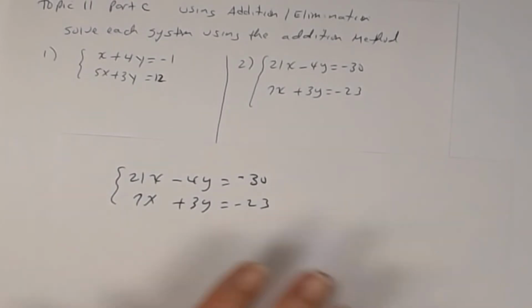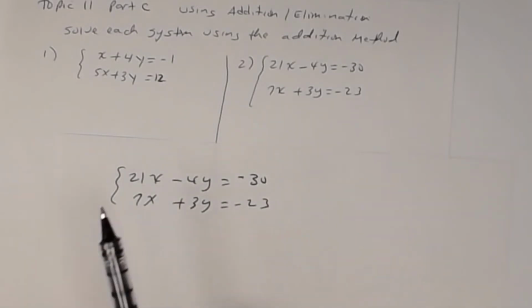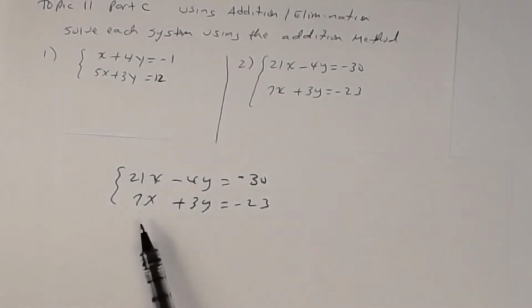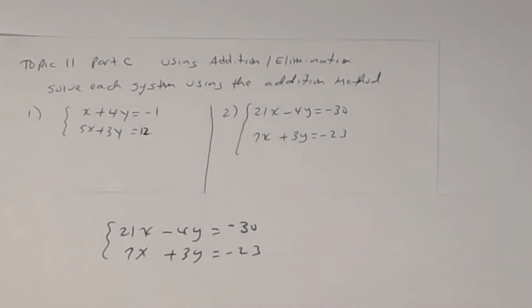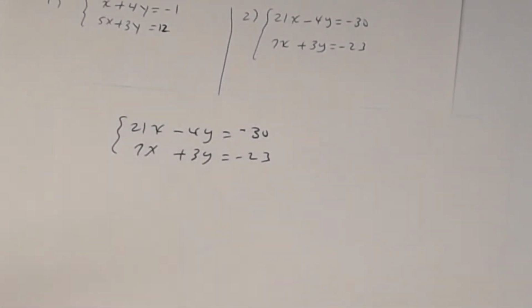Obviously, you're not going to graph, because graphing that would be more difficult. You're not going to use substitution because you would have to get one of the variables by itself, and you would end up with fractions. So it is easier to use the addition method here. Okay, so let's talk about this.